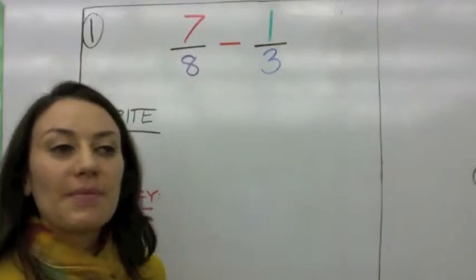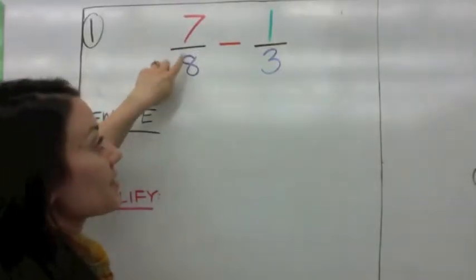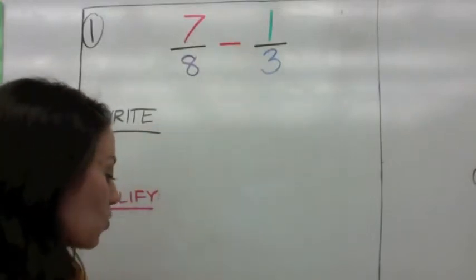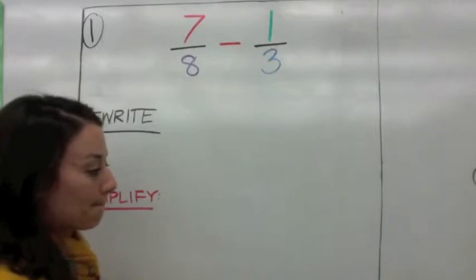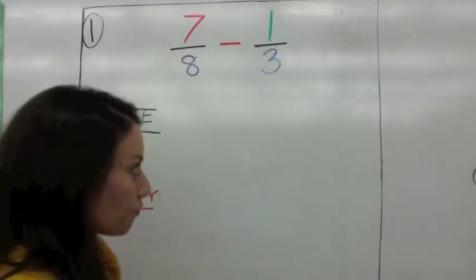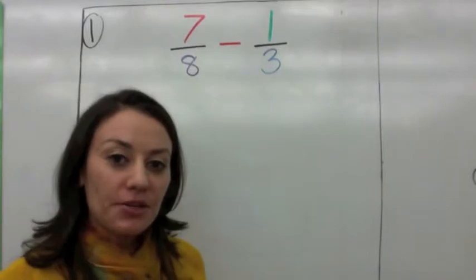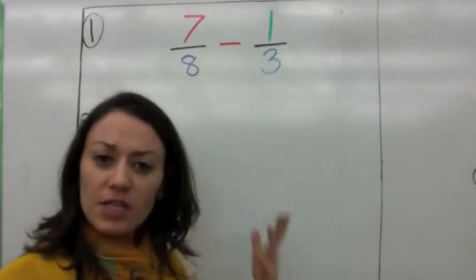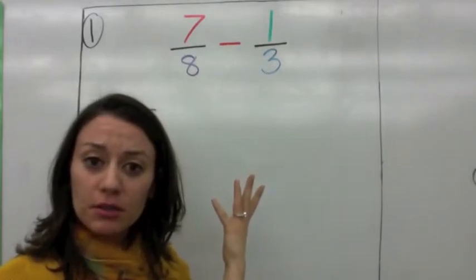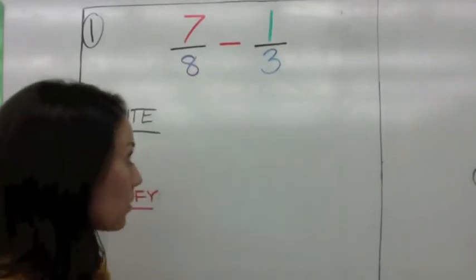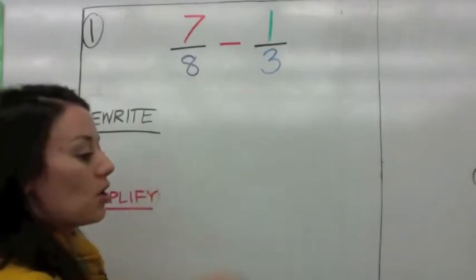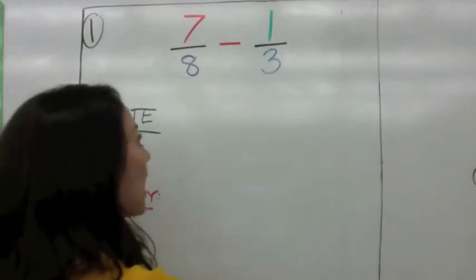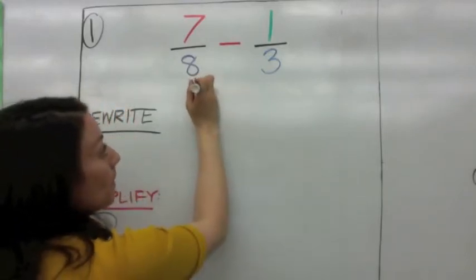Okay, read the first example with me. It says 7/8 minus 1/3. Go ahead and write that down. Okay. So, do these fractions have common denominators? Are the denominators the same? No. Can we subtract these fractions? No, you cannot subtract fractions if they don't have common denominators. So we have to make them have like denominators. And how do you do that? You have to multiply.